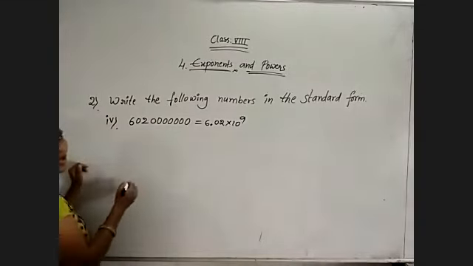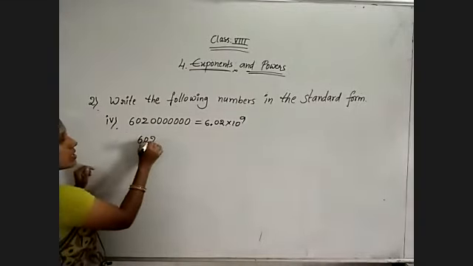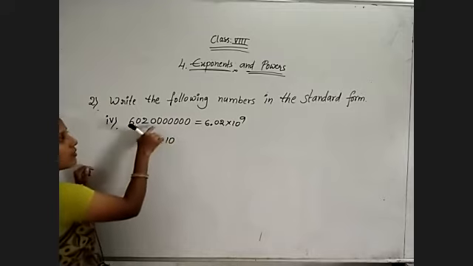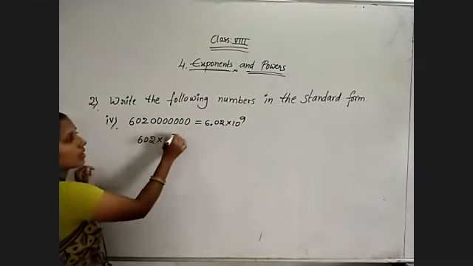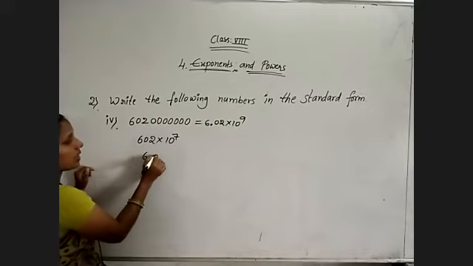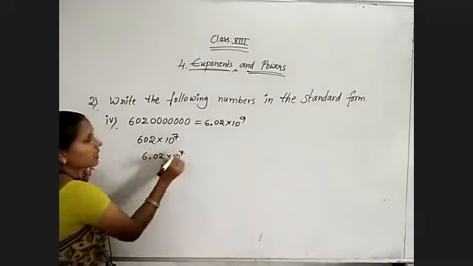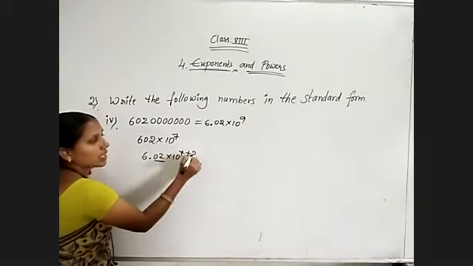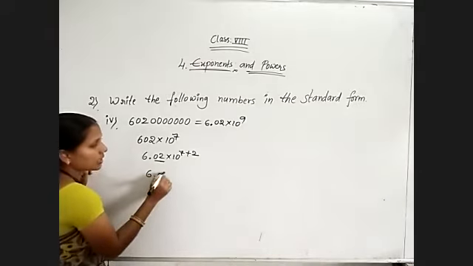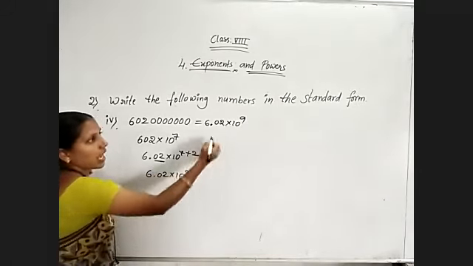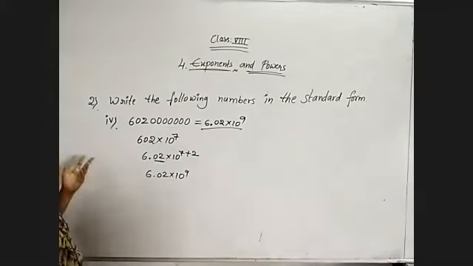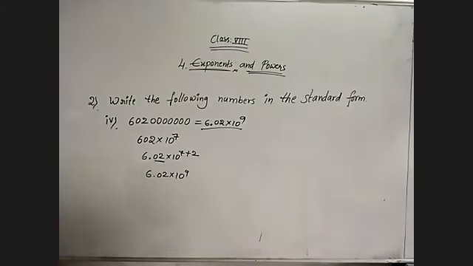If you have any doubts, go through the normal calculation. 602 into 10 to the power of 7 zeros, which is equal to 6.02 into 10 power 7. I am adding 2 decimal digits, so plus 2. That is 6.02 into 10 power 9. Are we getting the same answer? Yes. Now coming to the fifth problem.